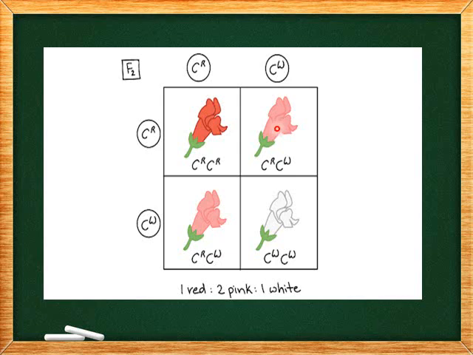So let us find the proportions. Among the four, it's 1 over 4, 1 over 4, 1 over 4, 1 over 4. So for phenotypes, 1 over 4 red, 1 over 2 pink, 1 over 4 white. As genotype, 1 over 4 CRCR, 1 over 2 CRCW, and 1 over 4 CWCW. So as a ratio, there is 1 red to 2 pink to 1 white.